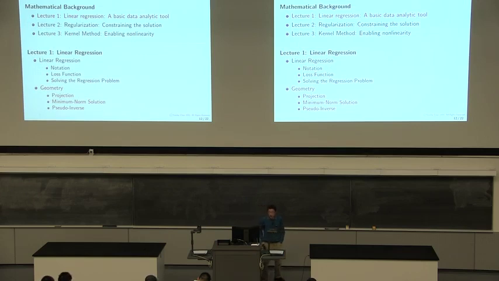Now, if not, let's spend some time on the geometry of this linear regression. This is a little bit harder, so I want to spend a little bit more time there. Let's talk about the geometry. There are a couple of parts to the geometry. One is the projection, the other one is the minimum norm solution, and the last one will be the pseudo-inverse perspective of the solution.